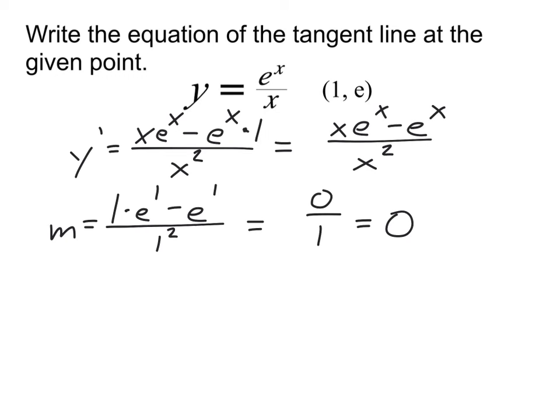All right, so we plug 1 into the equation. And that ends up giving us just e to the 1 minus e to the 1 on the top. So that's e minus e, which is 0. So you got 0 over 1. Of course, 0 divided by 1 is just 0. So our slope is 0.